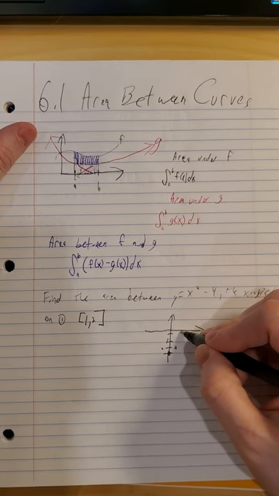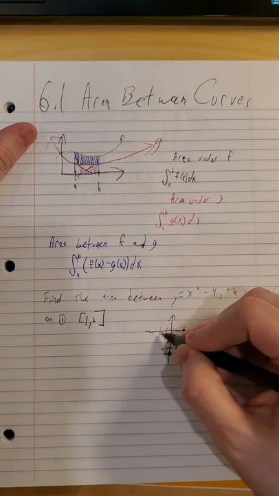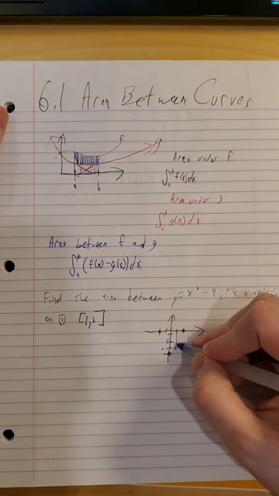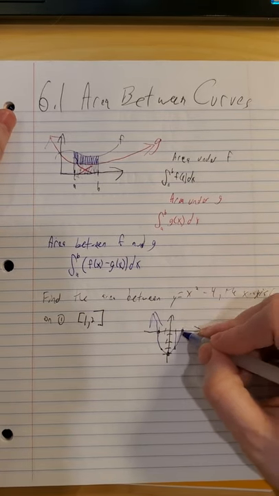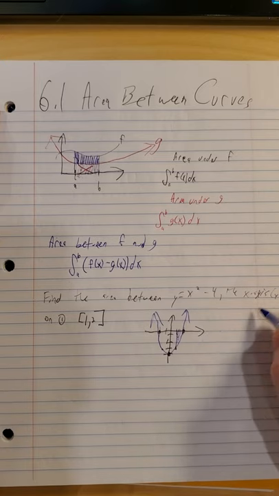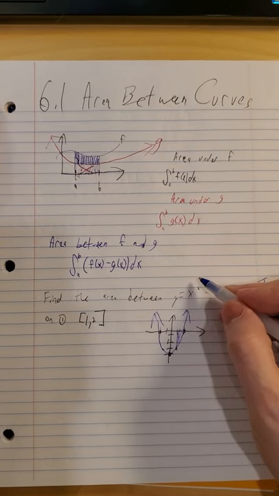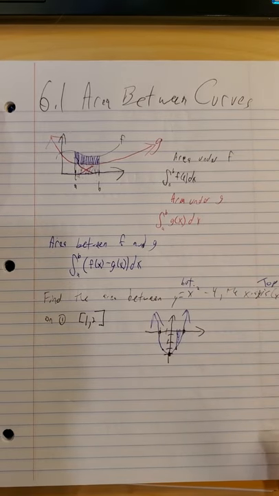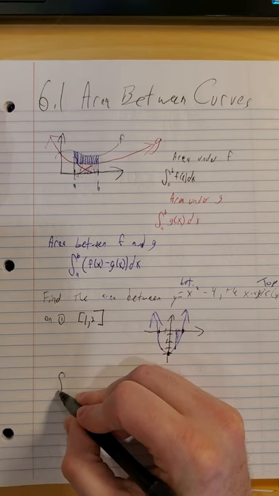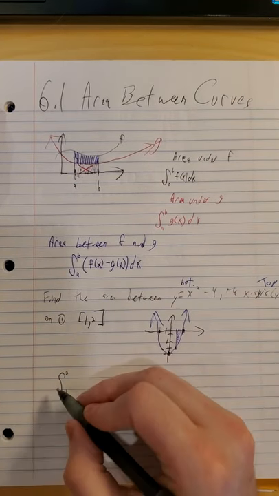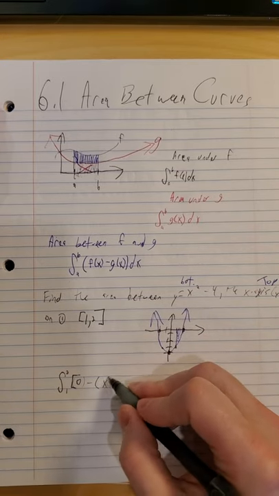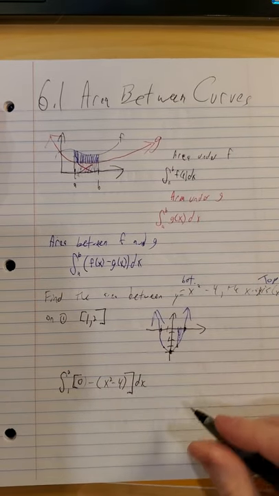Let's see, 1 squared is 1, 2 squared is 4. So on this interval from x equals 1 to x equals 2, it looks like the x-axis is the top function, making the parabola our bottom function. So for this one, our area would be measured by taking the integral from 1 to 2 of top function 0 minus bottom function, x squared minus 4. Close it up, multiply by dx.